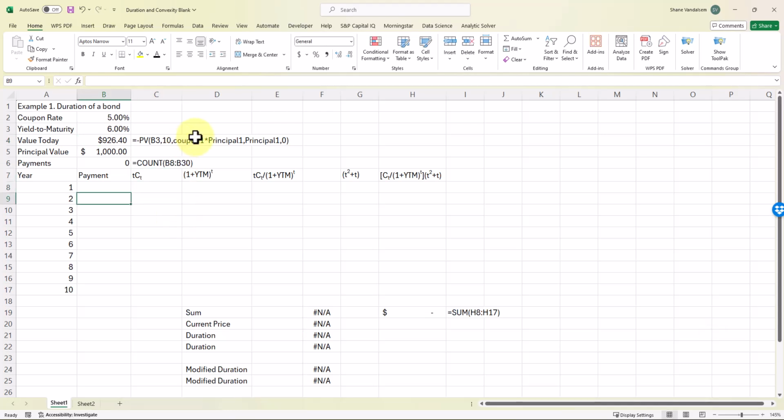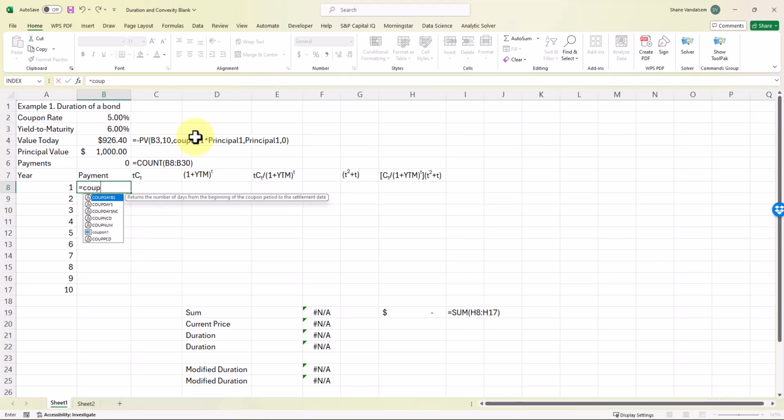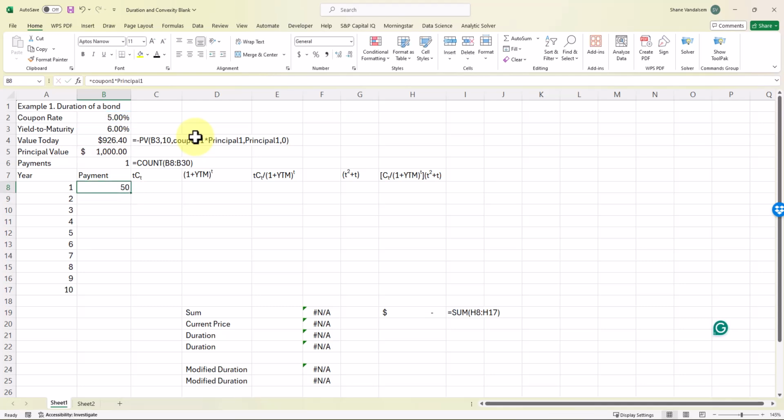So our payment's going to be equal to our coupon rate. And again, I named our coupon rate coupon 1, multiplied by our principal value, or principal 1. There we go. And so I'm going to pull this down all the way. Well, almost all the way.